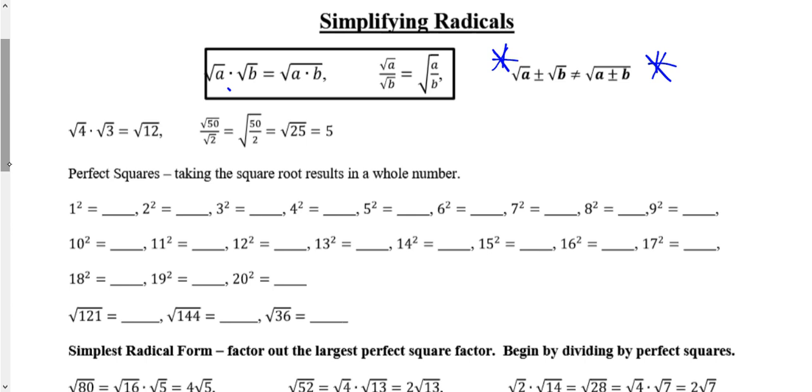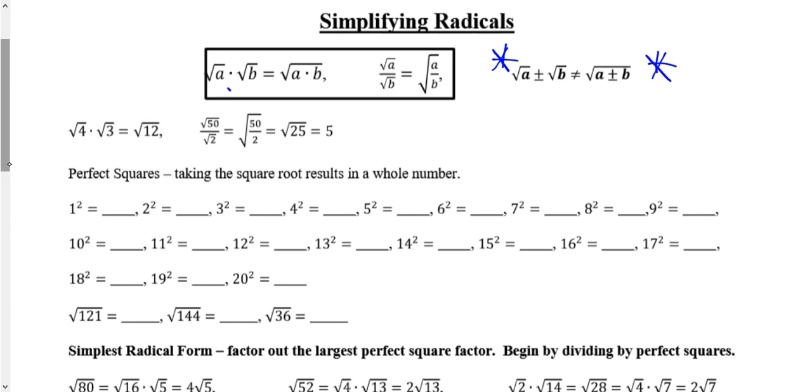All right, over here, using the division version of this property. Square root of 50 over square root of 2 is the square root of 50 over 2. What's 50 over 2? And what's the square root of 25? Okay. So again, you need to know your perfect squares, right? Because we're going to need to be able to identify perfect squares when we go to simplify these things, right?